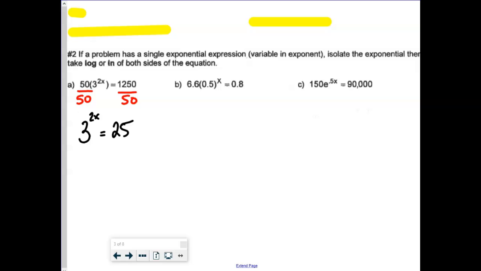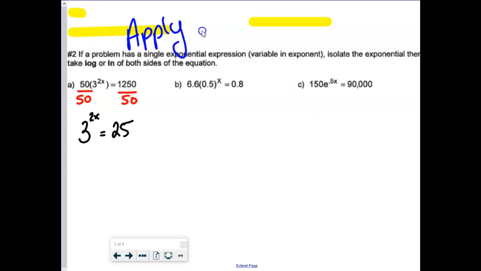Okay, so here we investigate this question a little bit with some algebra eyes, and we say, I have a base 3 and a base 25. They have nothing to do with each other, so I can't do any fancy algebra tricks. My x is trapped in the exponent, and I have to bring it down. The only way to bring exponents down out of the exponent position is to apply a logarithm.